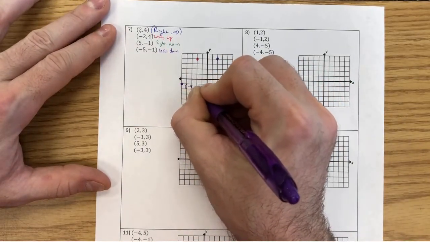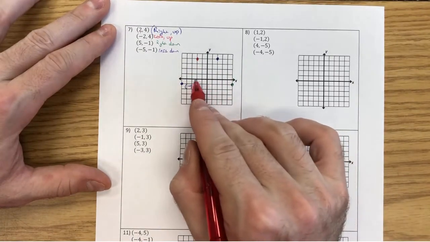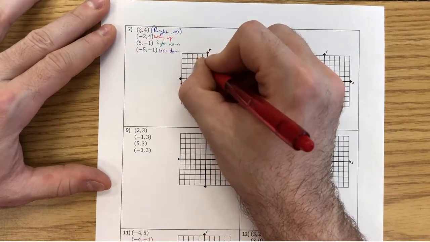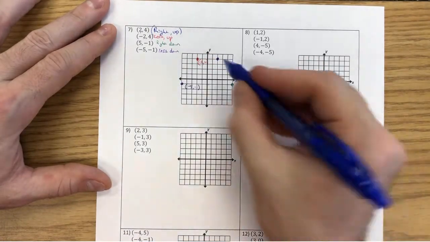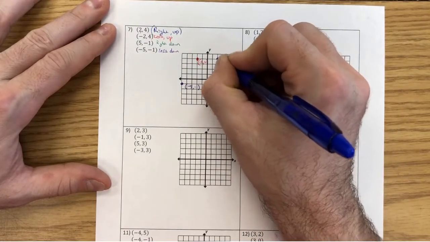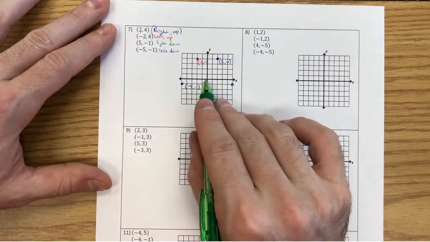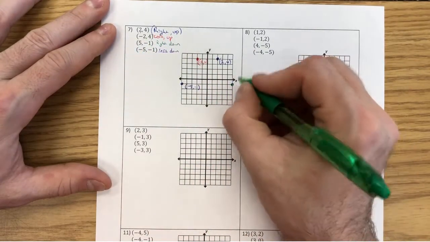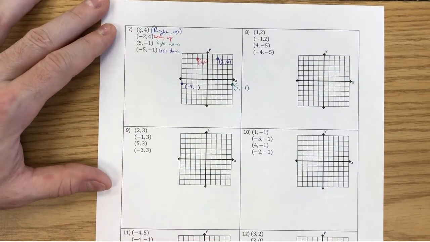So (-5, -1). This one, well, it looks like I moved left 2, up 4, so it's going to be (-2, 4). This one, it looks like I moved right 2, up 4, so it's (2, 4). My green one, without even looking at the coordinates, I'm seeing the fact that I moved right 5, down 1, so right 5, down 1. Perfect.